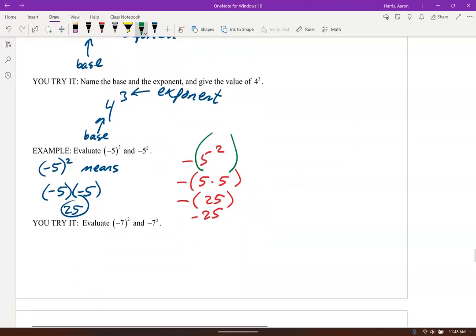Okay. So this one would be -7 squared would be what? Anybody? 49. Yeah. Good. And then this one would be what? -49. Nice. Yep.